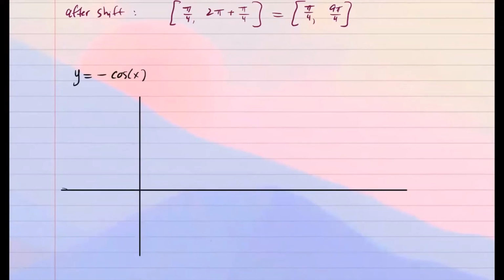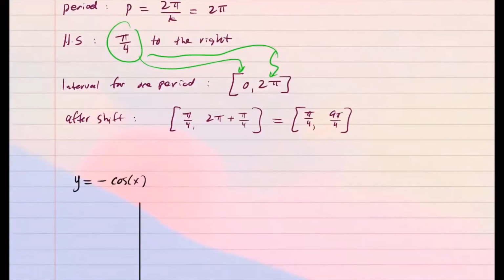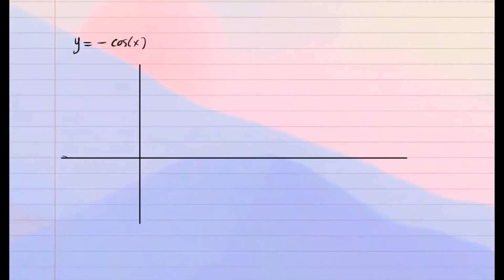So we know that the period is 2 pi, so it's the usual cosine, but it's reflected. So let's call this 2 pi. Subdivide this into 4 subintervals. So here are the points. This is pi over 2, this is pi, this is 3 pi over 2. And we know the amplitude is 1, so let's call this 1, and let's call this -1.